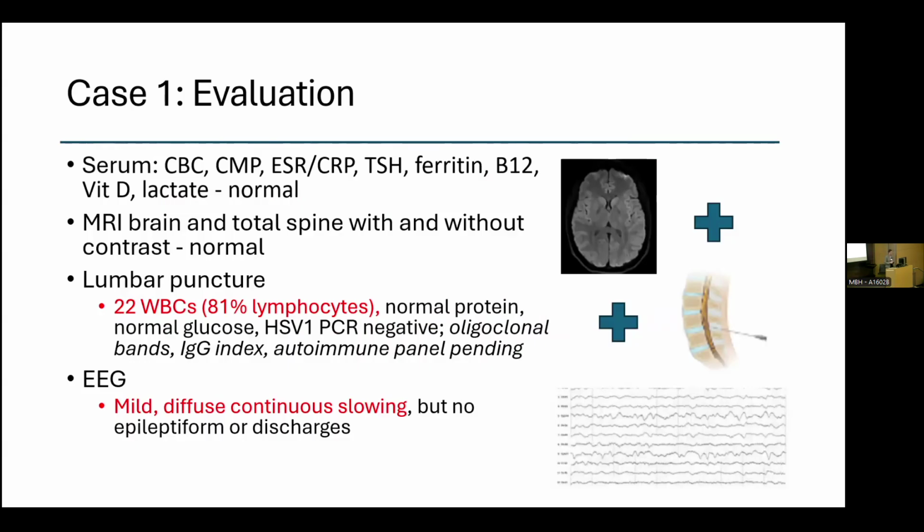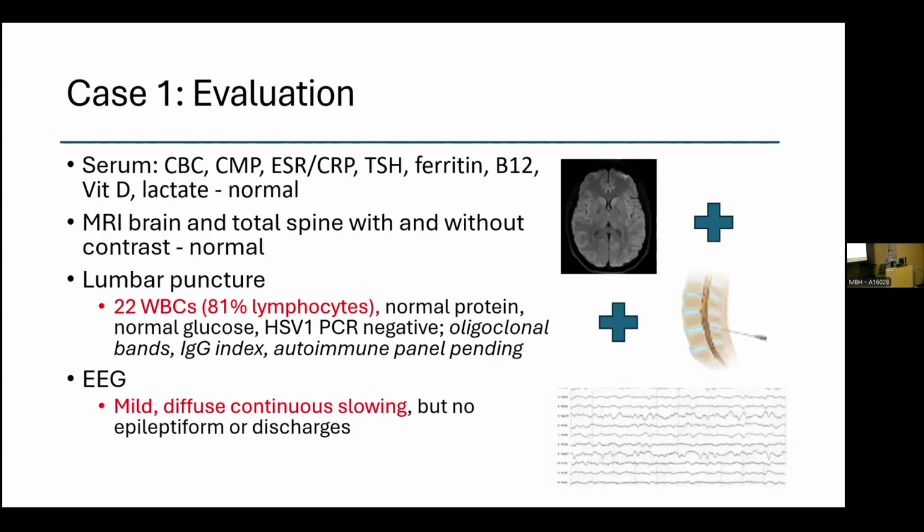His brain MRI and total spine, without contrast, were normal. His lumbar puncture was abnormal with 22 whites, predominantly lymphocytes, normal protein, normal glucose, and rapid HSV1 was negative. Some of the other autoimmune tests were still pending. And his EEG showed mild, diffuse, continuous slowing, but no epileptiform seizures or discharges.